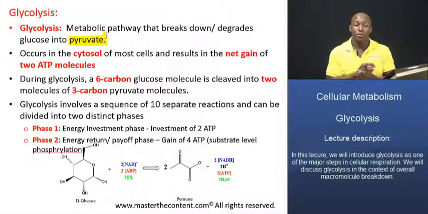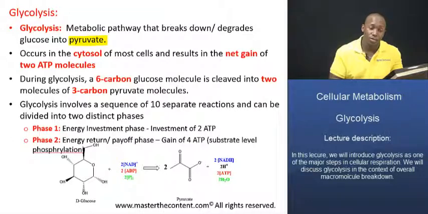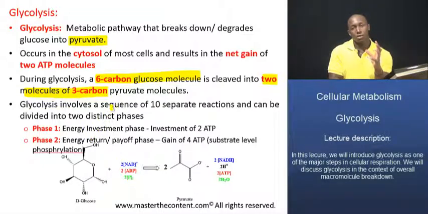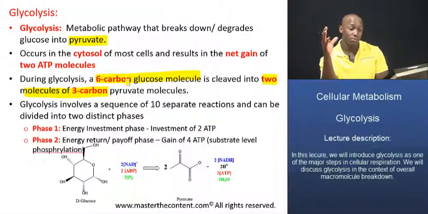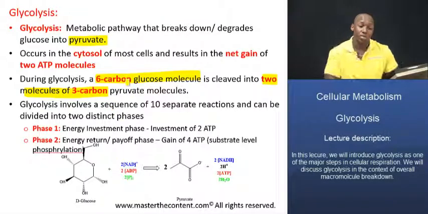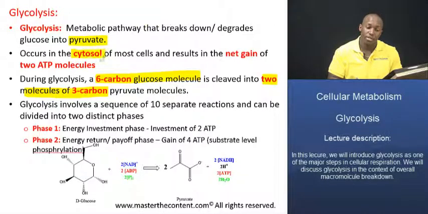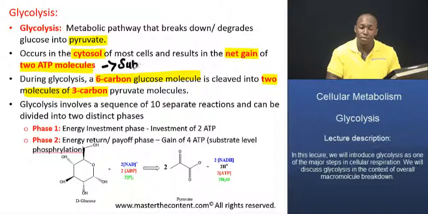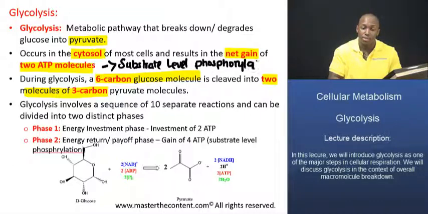In the process of glycolysis, that 6-carbon glucose molecule is broken down into 2 molecules of a 3-carbon pyruvate. Now glycolysis occurs almost exclusively in the cytosol, and it results in a net gain of 2 ATP molecules. That is what I referred to earlier as substrate level phosphorylation. It happens anaerobically, without the input of oxygen, as a consequence of the breakdown of that glucose molecule.